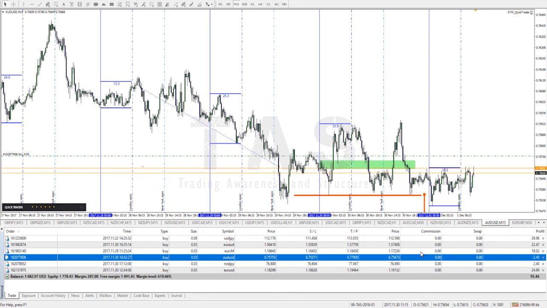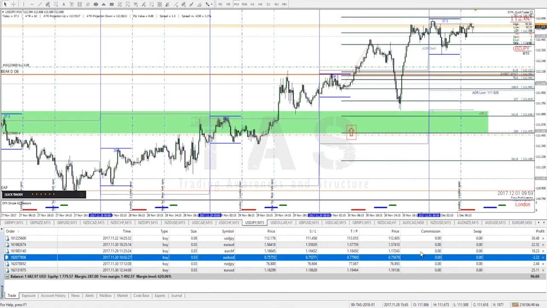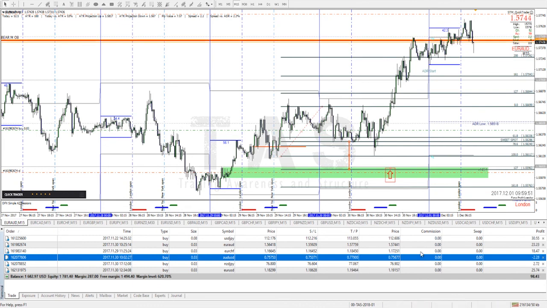And there goes my mobile again. Let's see what we have here and trail our stops. USD, we could put break even for a little bit more. And then we have Euro, Australian dollar. Almost hit the target.